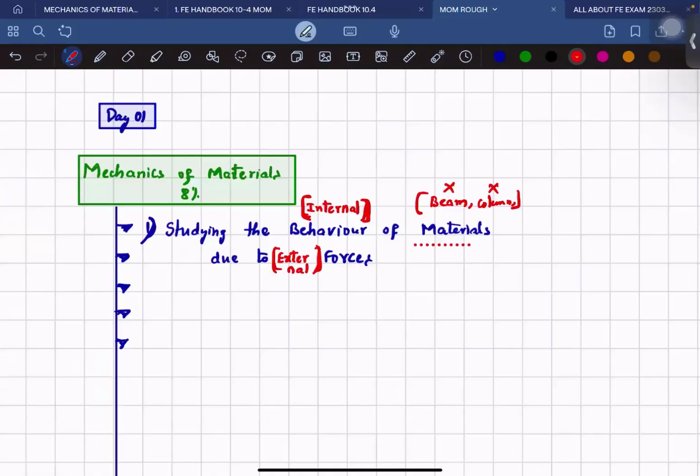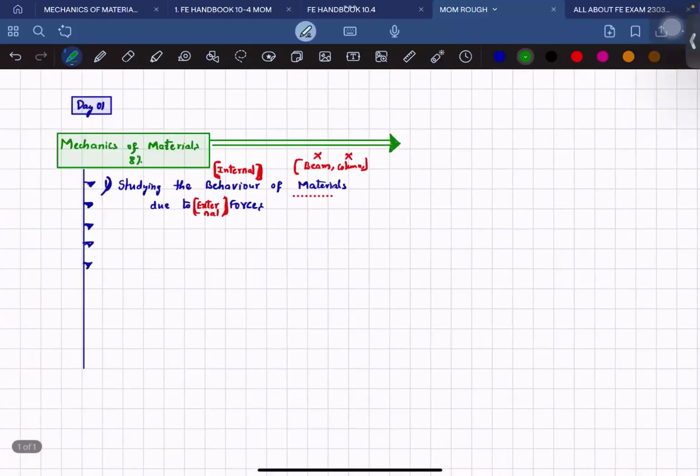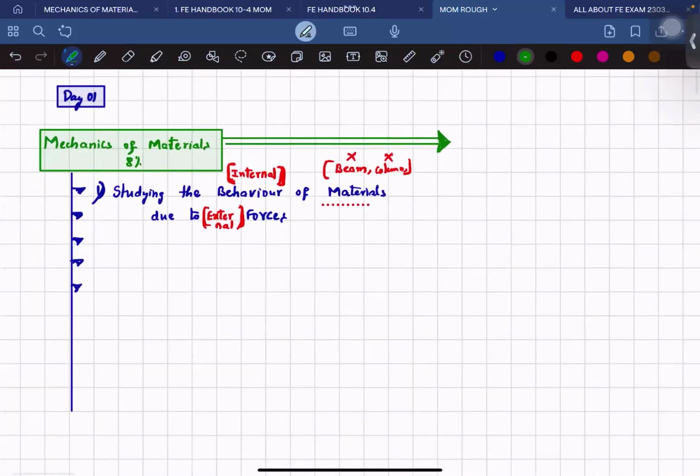A quick question for you. What happens if I study the behavior, either internal or external, not of a material, but of a beam, or a column, or a truss? What subject is that going to become? Statics? No. Any other answer? Mechanics? No. Structural. Yes. It's not even dynamics, it's structural analysis and design.